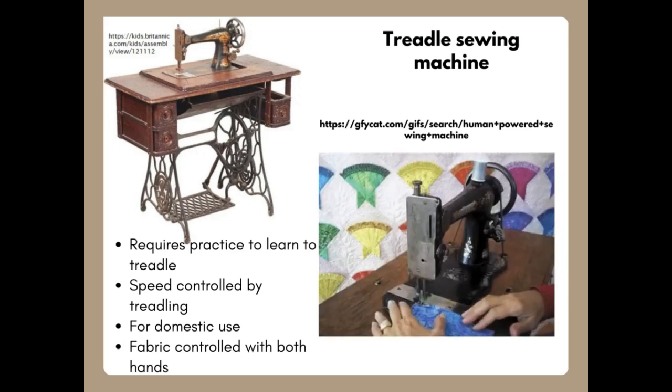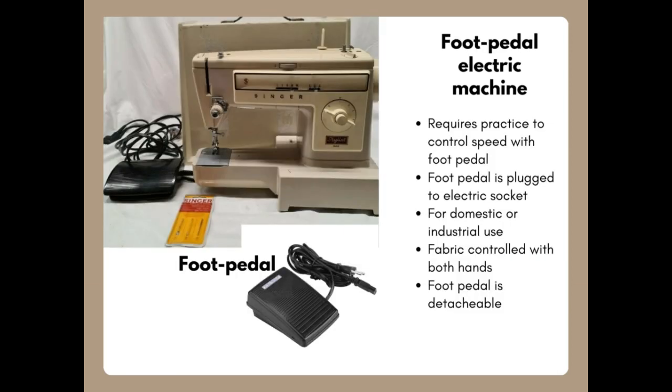Okay, next we are going to look at an electric machine, which can either be electrically powered by using a foot pedal or a motor. The pressure inserted on the pedal dictates the speed of the machine. The pedal is detachable and works when plugged to an electric source. You can manipulate and control fabric with both hands when stitching, either for domestic or industrial purposes.